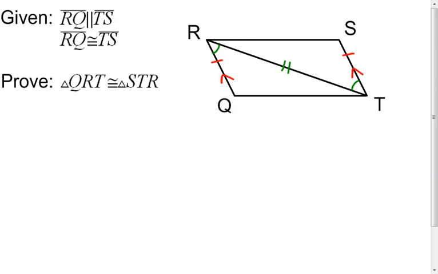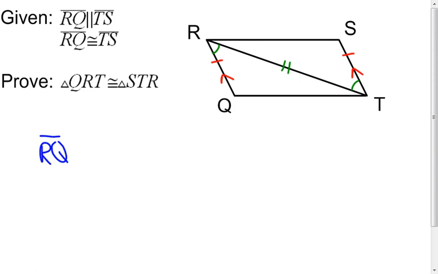Now it's to write the formal proof. And I'm going to go with the flow proof today. If you want to write the 2-column proof, that's fine. You're going to do it the same way. You're going to have the same statements, the same reasons. You're just going to put it in 2 columns instead of kind of all over the place like I'm going to do. What I'm going to do is I'm going to start with my given information.